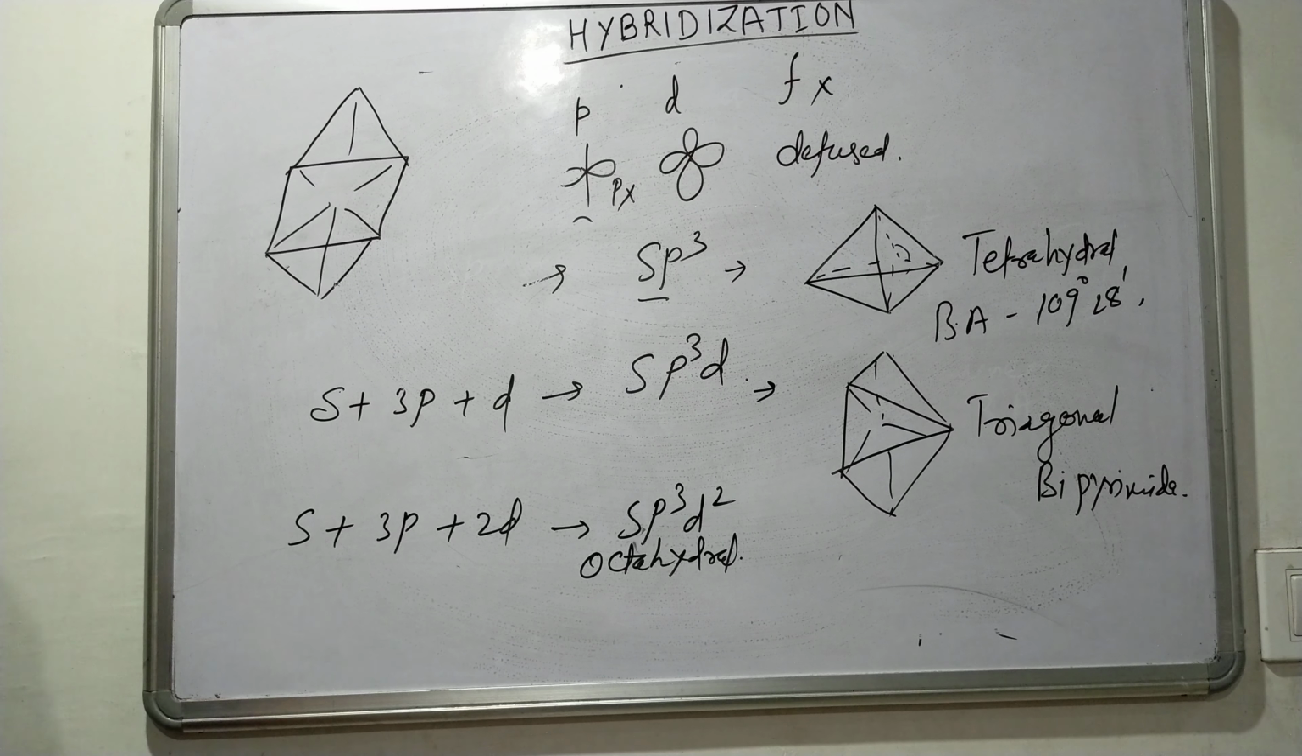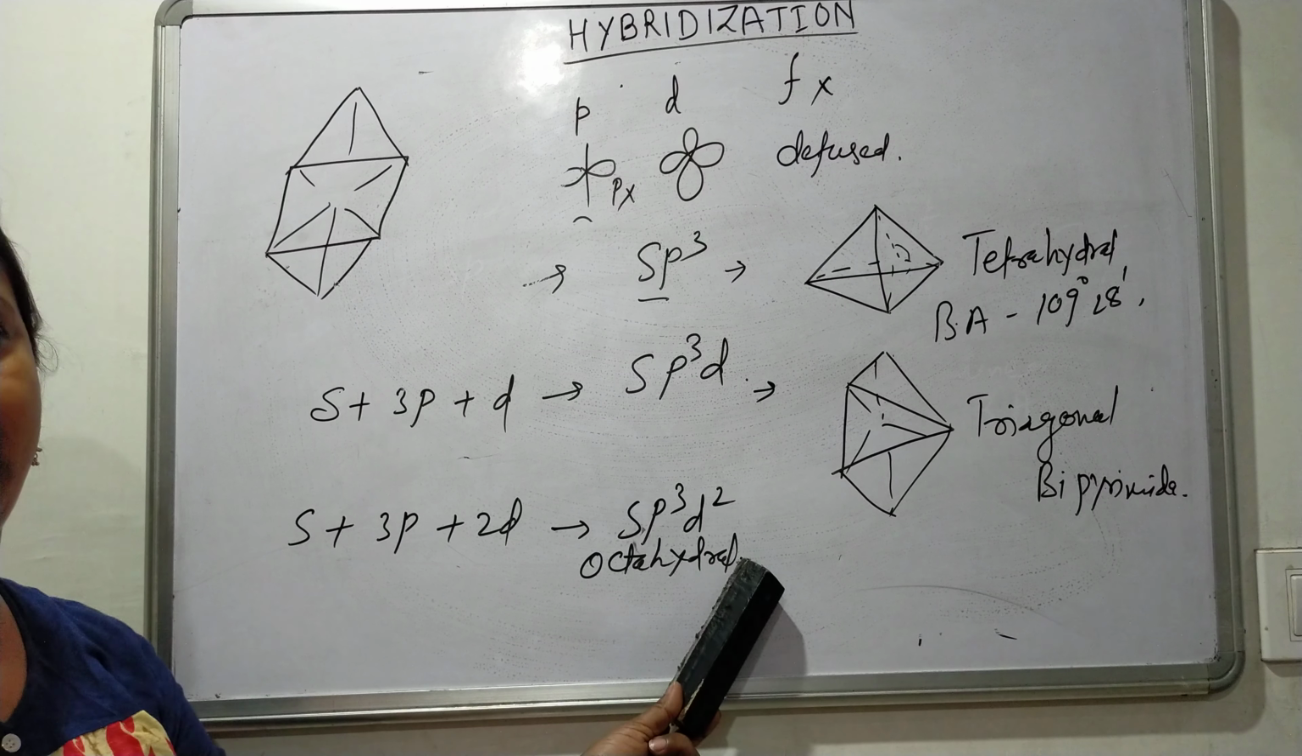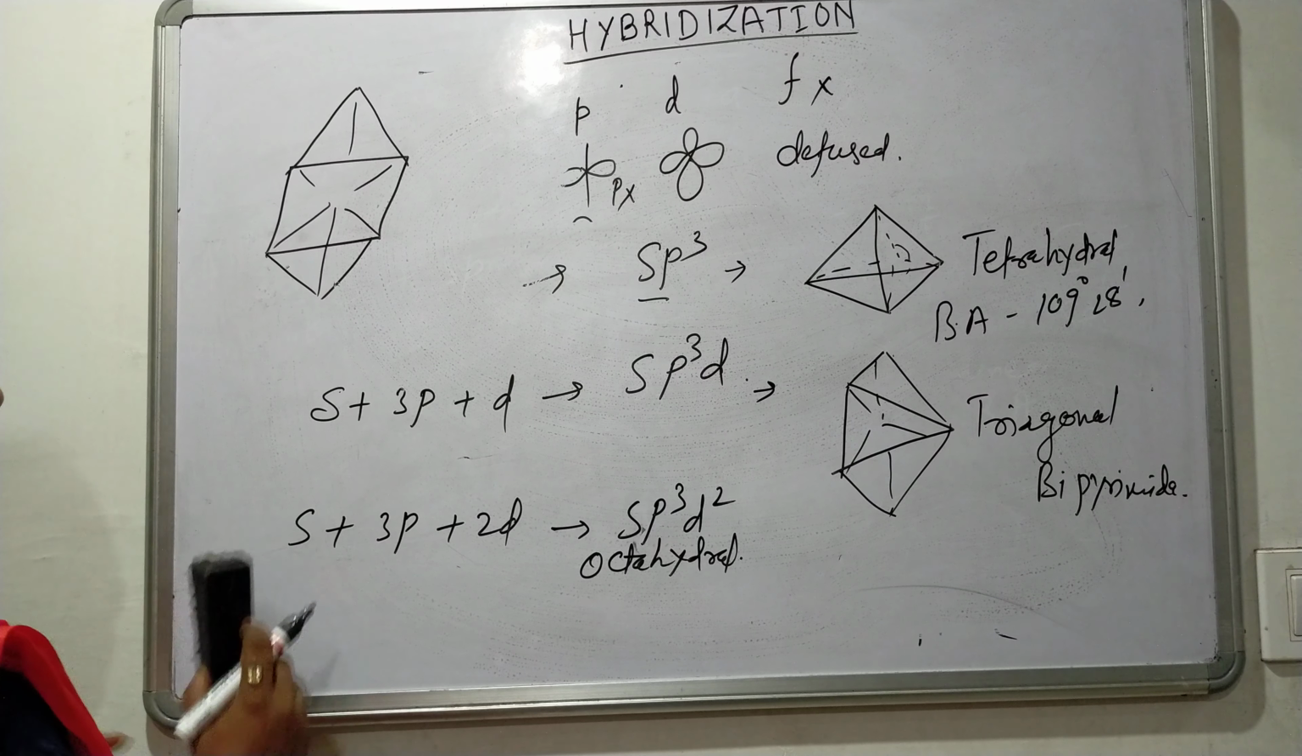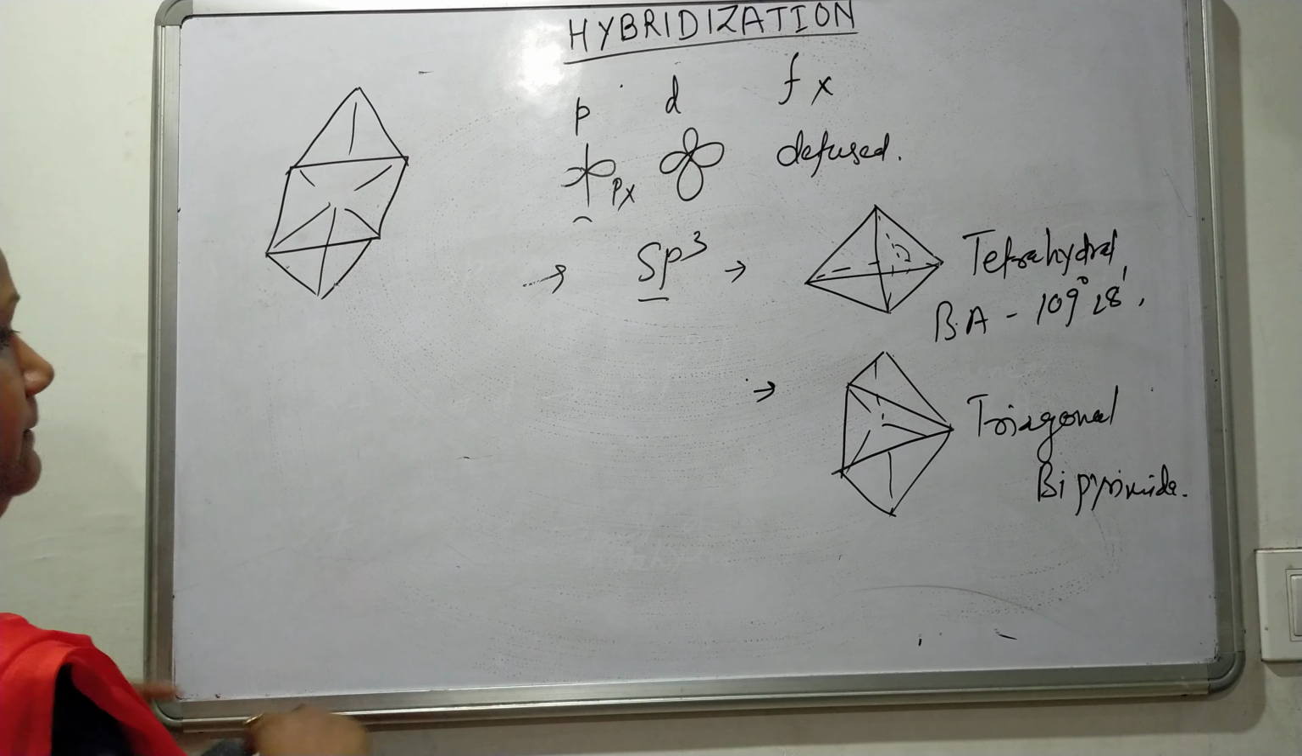This is the octahedral structure. The molecules which have sp3d2 hybridization will have octahedral structure. Understood? And some special cases are also here.